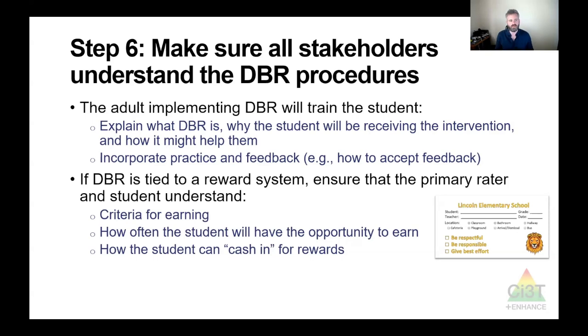And later we have a little rating scale that I'll show you that you can even have them fill out to say, do they think this is a good idea? And then if the DBR is tied to a reward system, then you have to ensure that everyone understands how that's going to be used, if there's a specific criteria, what the rewards look like. Not on this slide, but I think equally important, if not more so, also communicate with the parents and make sure that they know why you're doing it, that the form is going to come home and how you would like them to talk about this child.